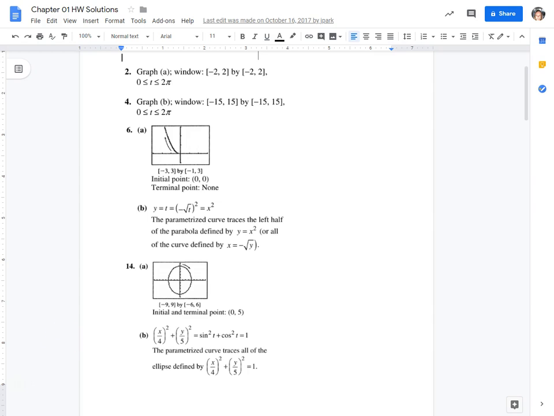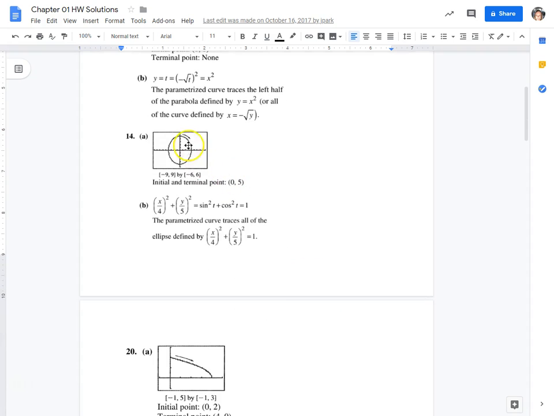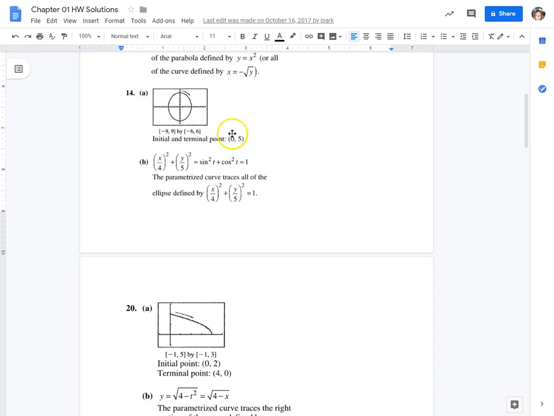Number 14, you guys are graphing as well. The orientation should have been clockwise. Initial and terminal point are the exact same thing, 0, 5, on, I think they gave you 0 to 2 pi as your period, right? Yeah. Or as your domain. Okay. Eliminating the parameter, you guys ended up with, theoretically, x over 4 squared plus y over 5 squared equals 1, because it was an ellipse with a minor radius of 4 and major radius of 5.